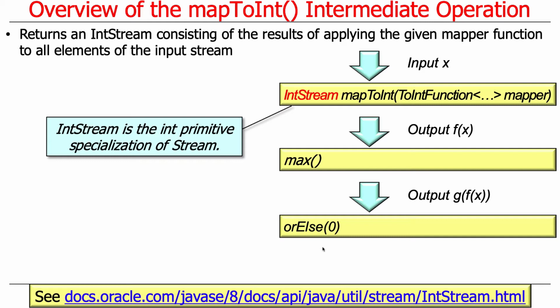And so an IntStream is a specialization of stream that works on ints. mapToInt is designed to take something that comes in as a stream of reference types, and then convert it into something that is a stream of ints, or an IntStream.